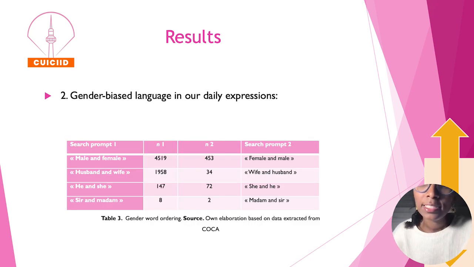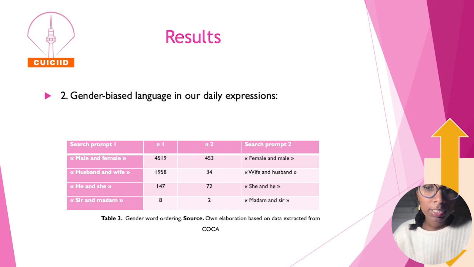As for gender biases in our daily expressions, as said before, in order to identify the prevalence of gender-biased language in our daily expressions, I made personal searches in the Corpus of Contemporary American English, right? So dichotomous terms including husband and wife and wife and husband, he and she and she and he, sir and madam, madam and sir, male and female and female and male, were entered into the search query to determine the frequency of occurrence for each respective option and see if there were any biases in gender word ordering.